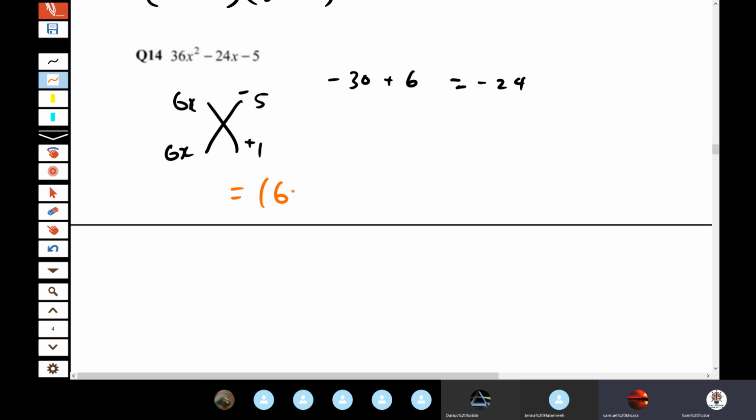6x minus 5 and 6x plus 1. Yeah, done. Like I said, be careful with this bit. I don't want you to rush this section here. You can't just say one of them has to be negative. You've got to be careful with which one's going to be negative. I guess the trick is once you know one of them's going to be negative, you'll use the bigger one as the negative one and the smaller one as a positive. Maybe that's what I would do, I guess.